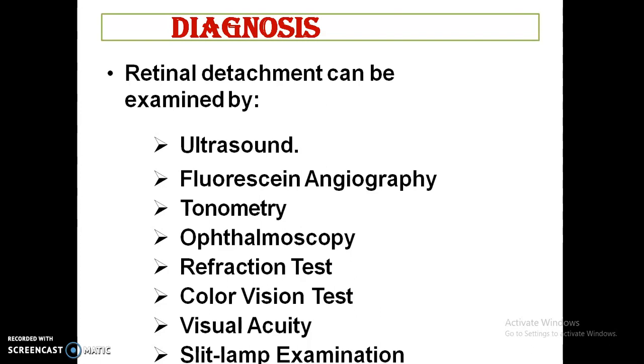Then coming to the diagnosis, retinal detachment, as we already discussed in previous classes, can be identified through ophthalmoscopy, ultrasound, fluorescein angiography, tonometry, refraction test, color vision test, visual acuity, and slit lamp examination. These are the different diagnostic measures.